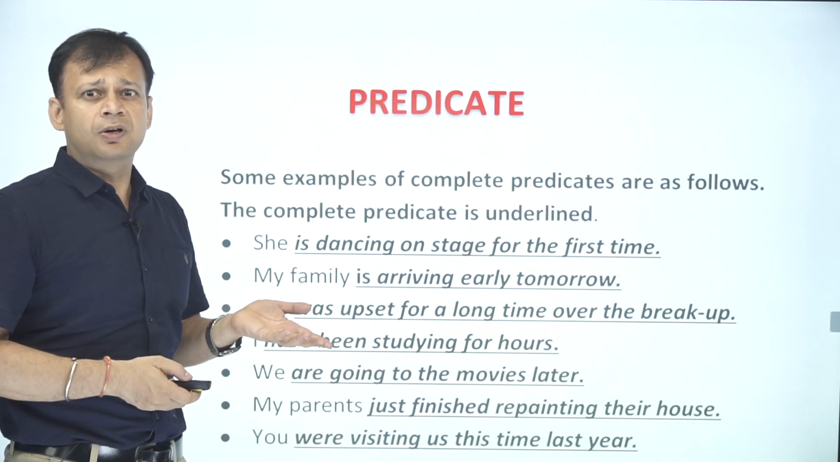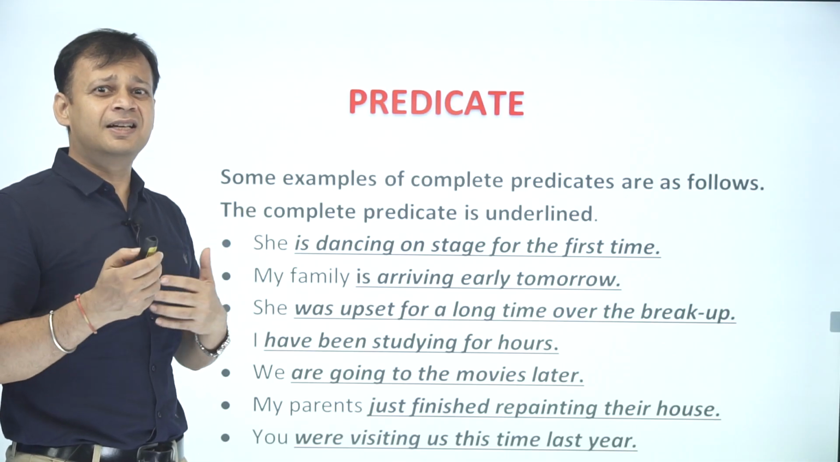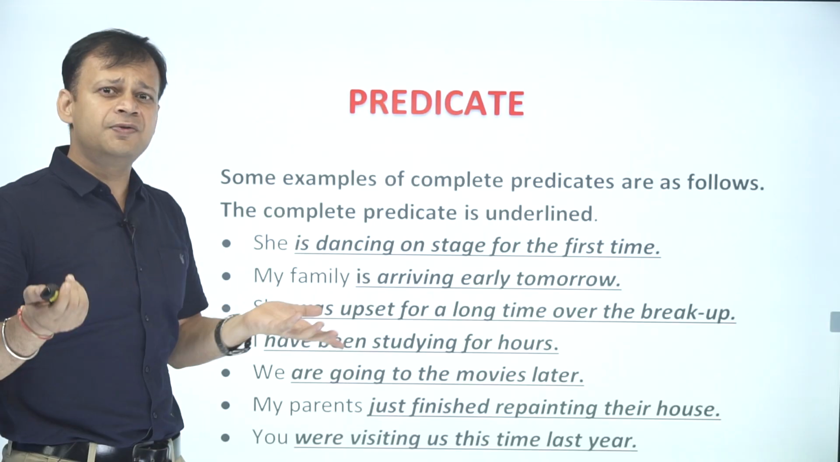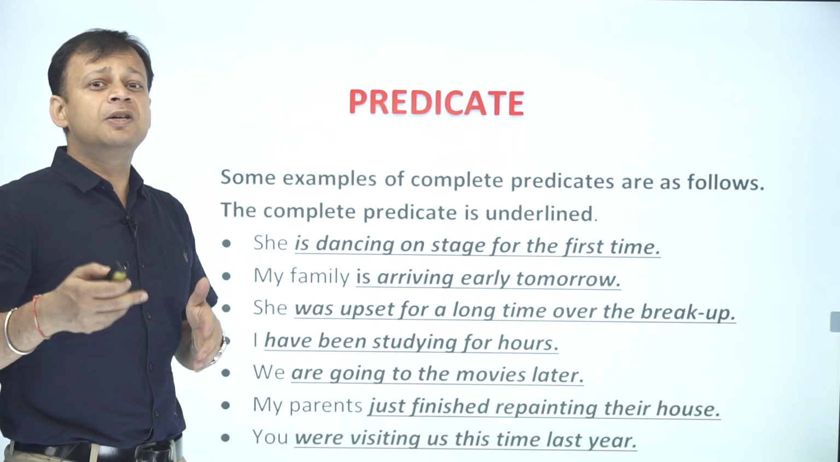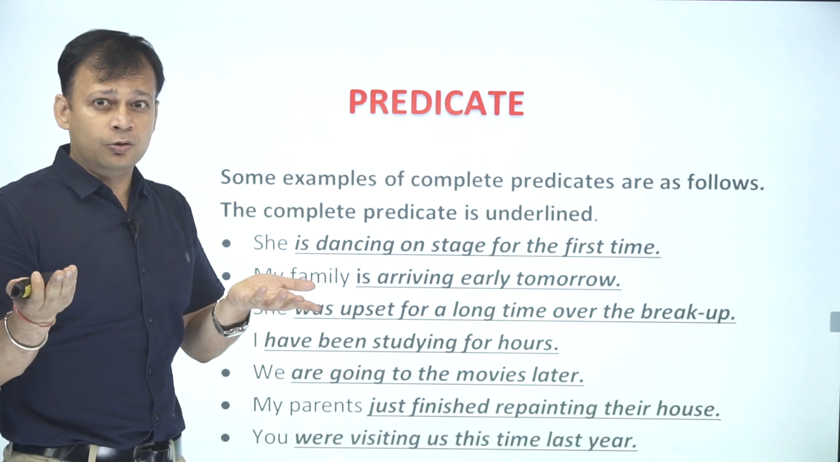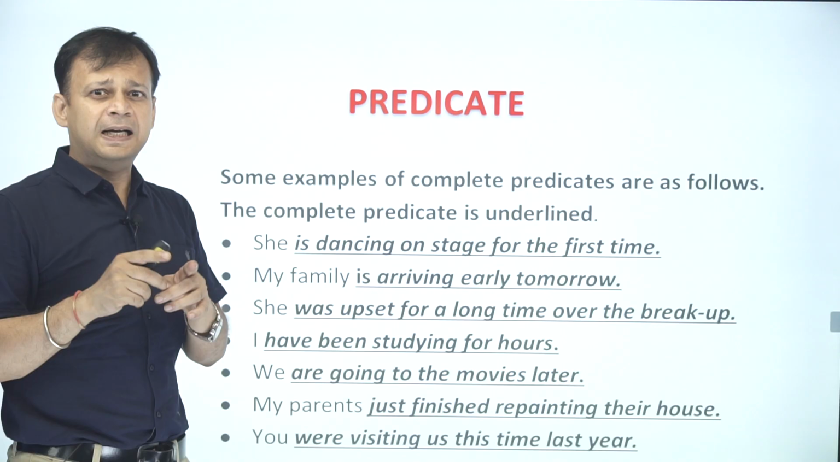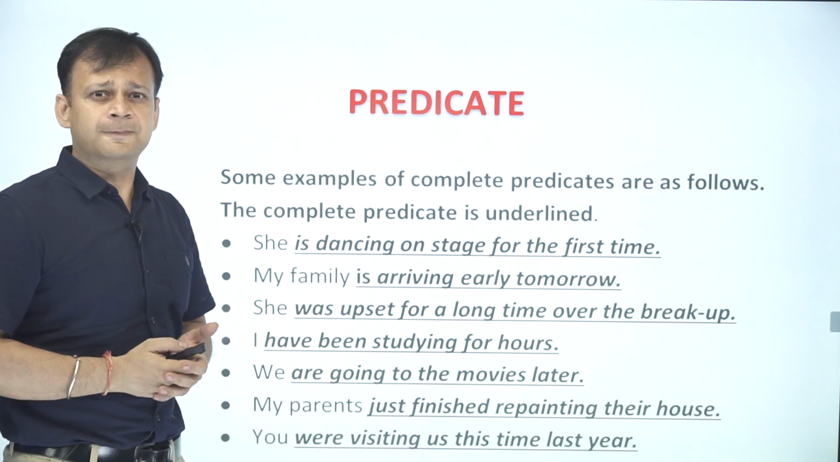She was upset for a long time over the breakup. So if you read the sentence like this, she was upset, it still gives you meaning. Now she was upset for how long? Additional information, for a long time. Over what? Over the breakup. So we have all possible information put together, and that makes it a complete predicate over here.